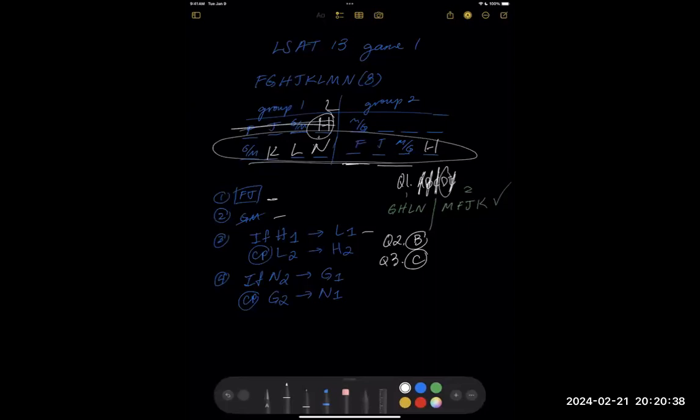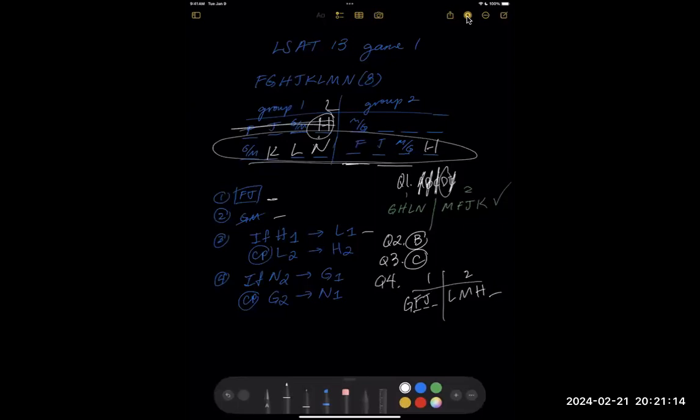Right. Let's keep moving. So question 4, if L and M are in group 2. Okay, so L and M over here puts G in group 1. If L is in group 2, then H is also in group 2. We only have 1 space left there, so we're not going to be able to put F and J in group 2. They're going to have to go in group 1.